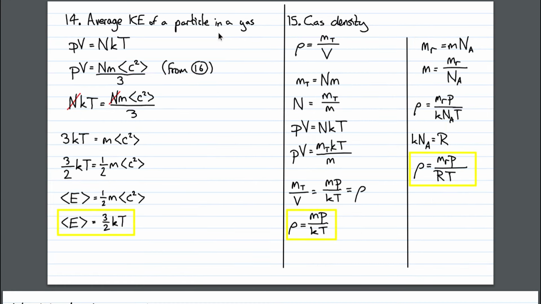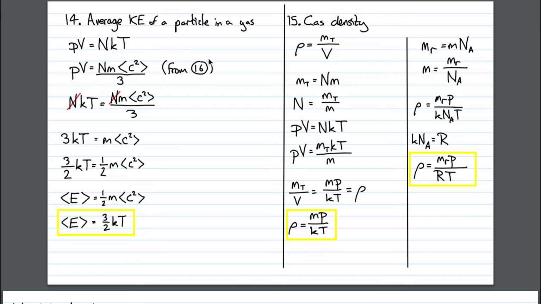Number 14, average kinetic energy of a particle in an ideal gas. Here's our ideal gas law. I'm using a lowercase p here for pressure at the moment. Should have been more consistent because later on I'm going to change that, but that's what I'm using at the moment. A lowercase p for pressure equals nkT. Fine.